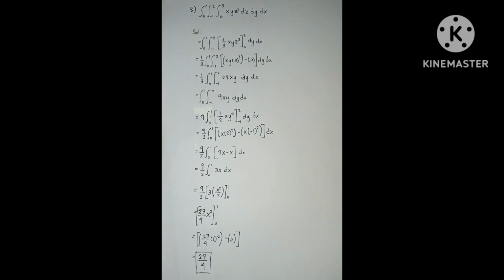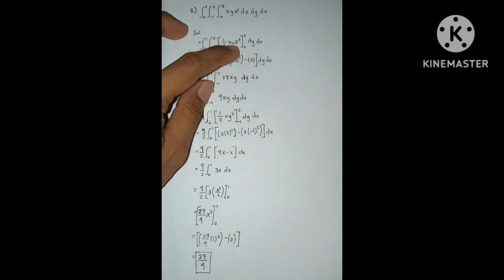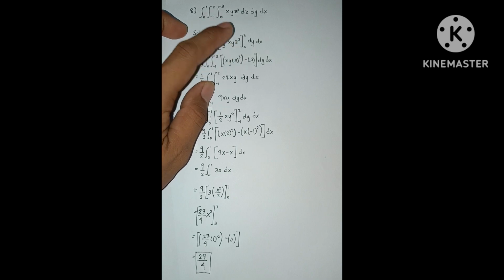So we're going to get the integral of z. So we have an integral of 0 to 1 with respect to x, and the integral of negative 1 to 2 with respect to y. So with the summation of 1/3 xy z cubed with respect to 0 to 3. So this is the same as before. So this is z cubed over 3.